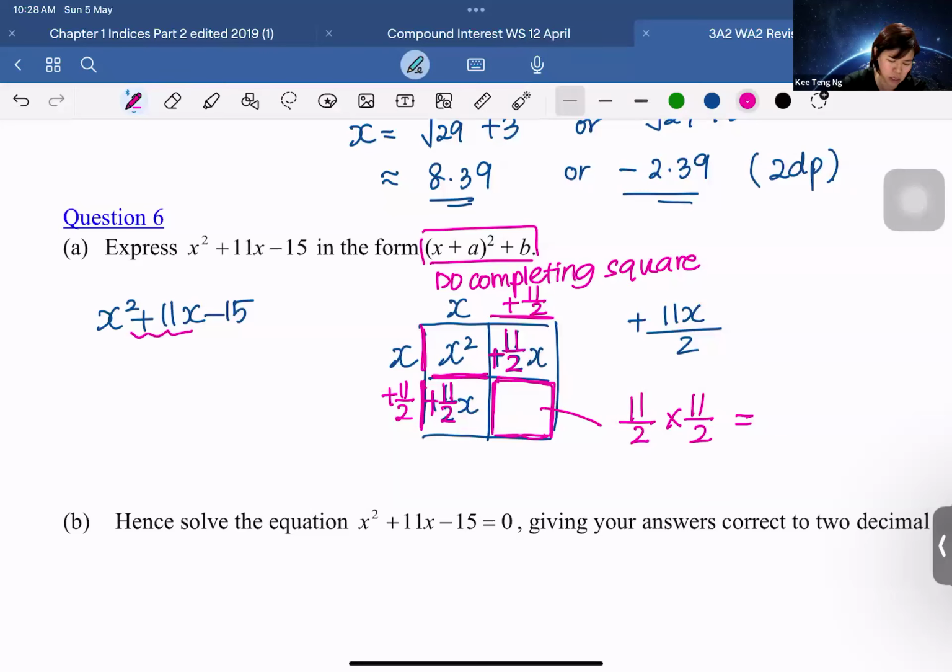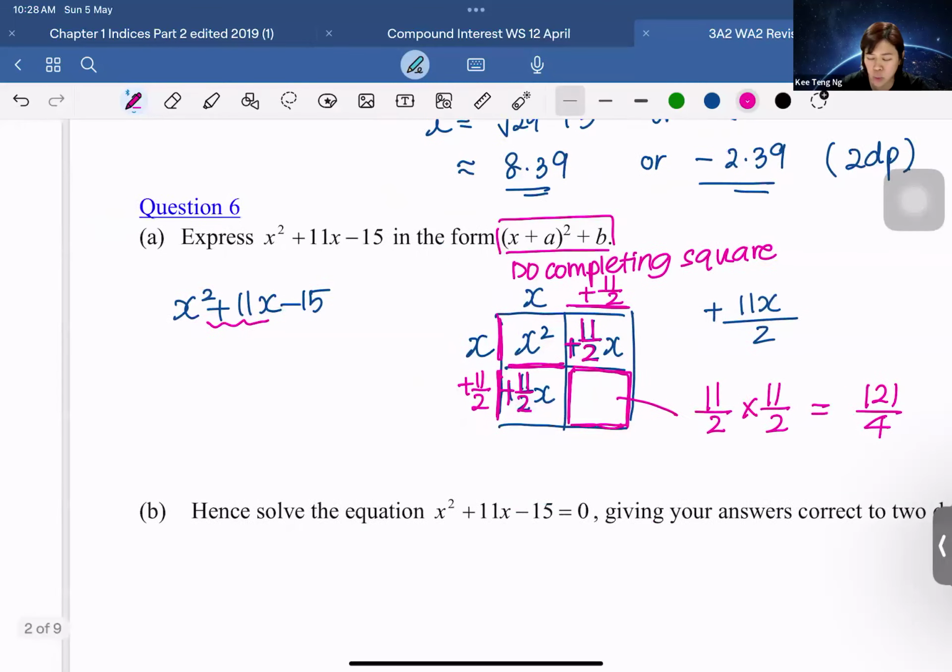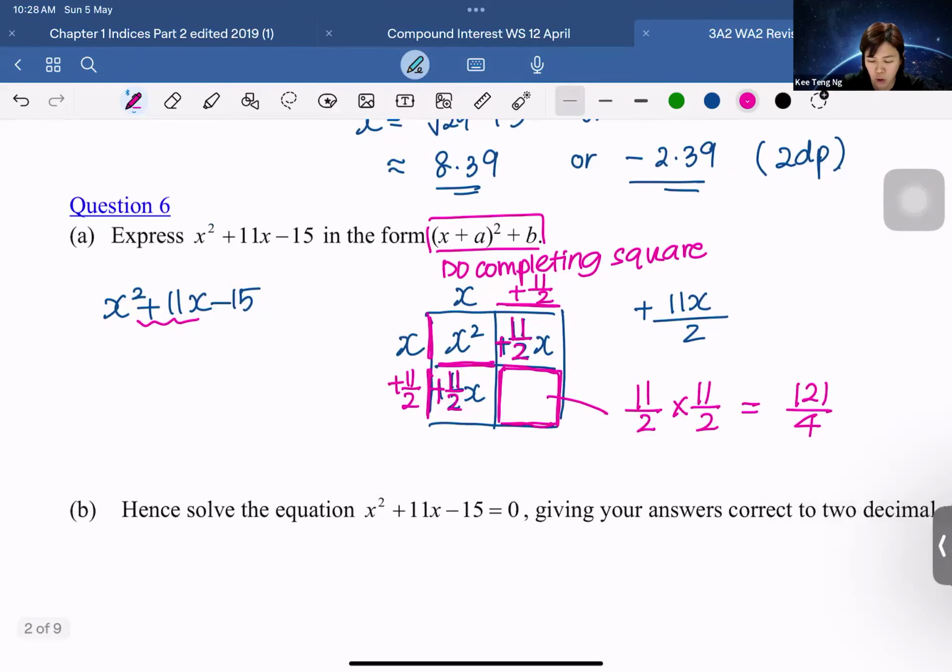So 11 over 2 whole thing squared. That will give me 121 over 4. But my original equation does not have 121 over 4. So I'll need to insert it over here by adding 121 over 4 and subtracting 121 over 4. And we still have our negative 15. We're going to bring down our negative 15.